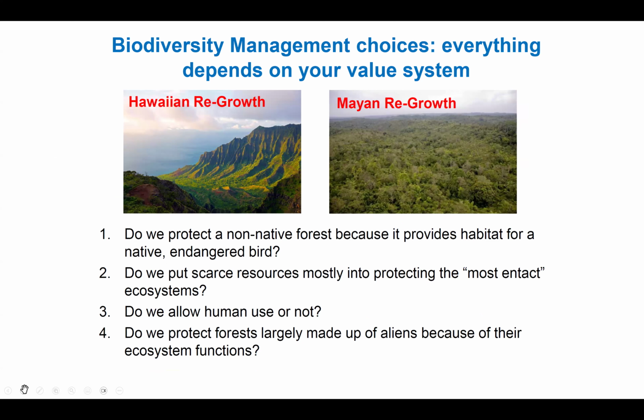Under management choices for these two forests, this is the second assignment for this week: do we protect a non-native forest in Hawaii because it provides better habitat for this endangered bird? Should we put scarce resources mostly into protecting the most intact ecosystems? Do we allow humans to go in there or not? Do we protect forests made up of aliens because of their ecosystem functions? Like in Hawaii, aliens meaning non-native plants mostly is what's in the Hawaiian forest. Do we protect it because it provides water and shade and whatnot? So these are questions I want you to ponder and write out your answers.